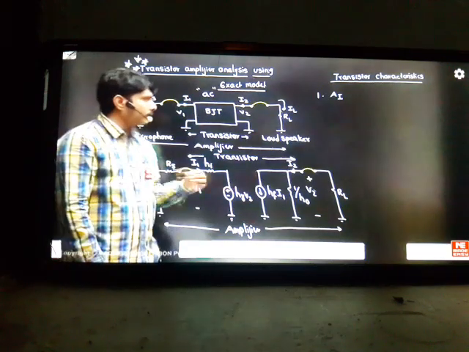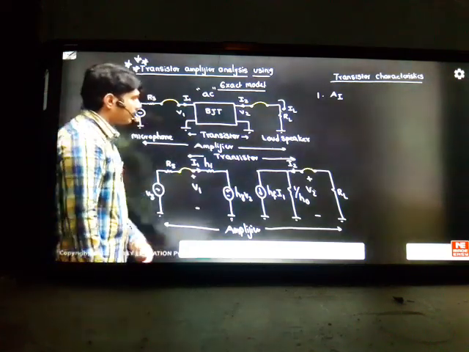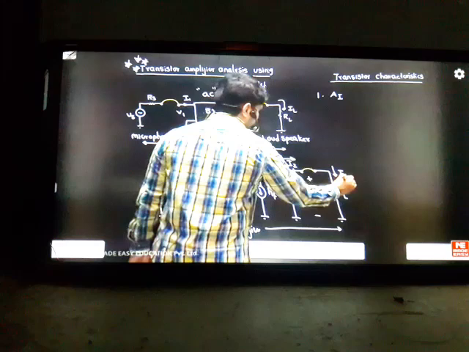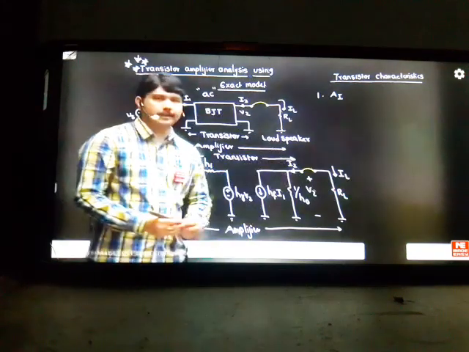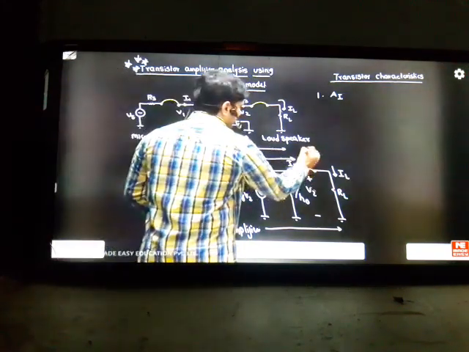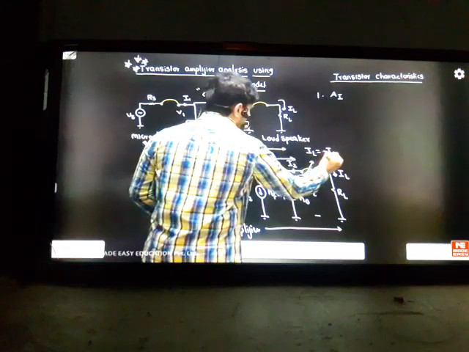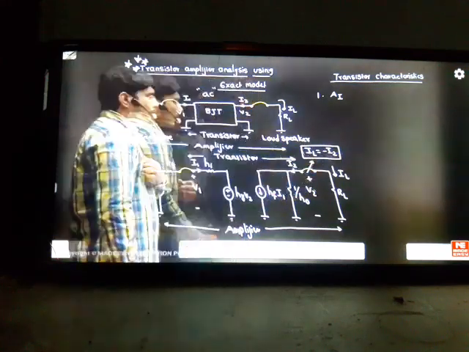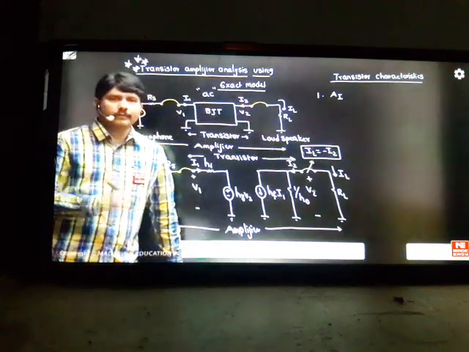Let's see how easily we can get the exact model answers. Current gain, seeing the board you can tell. This is IL. What is the relation you can write between I2 and IL on the board? Whenever you have IL, we can write it as minus I2, because IL is your amplifier current direction, and I2 is your two-port network current direction. So both have two different current directions.